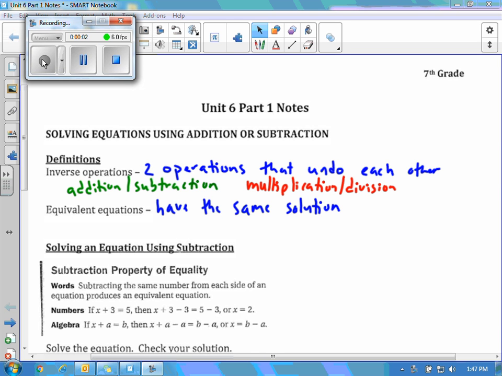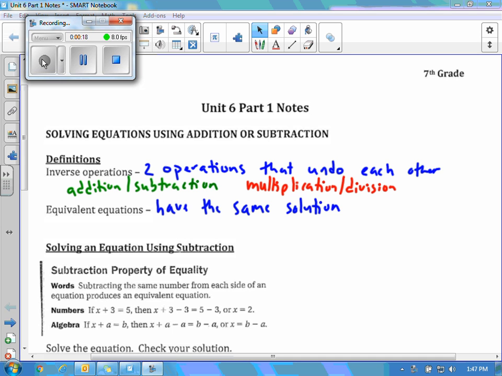Alright, 7th grade math students, we are moving on to Unit 6. In Unit 6, we're going to be talking about solving one-step equations. This is stuff that you could probably do in your head, but I'm going to show you the way I want you to work it out. Please make sure you do it the way that I show you.